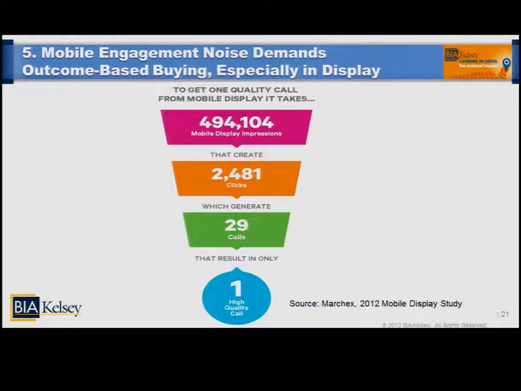Right. Brands and really everybody needs to insist in mobile on paying for outcomes, I think, to ensure quality. And I think we're moving that way, but it's kind of a learning curve of Madison Avenue and other pieces of this ecosystem, right?